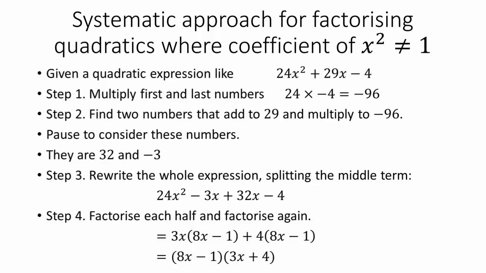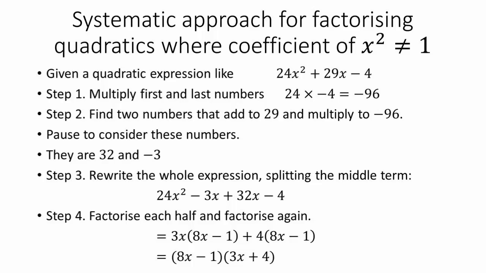So, what we do first is we take the 24 and the minus 4 and multiply them together, and we make minus 96. That is crucial, and you will always do that as your first step: take the coefficient of x squared and the term independent of x and multiply them together. It works very similar to what we did before with quadratics where the coefficient of x squared was 1. You need to find two numbers that add to give the middle term, 29, but now multiply to give minus 96.